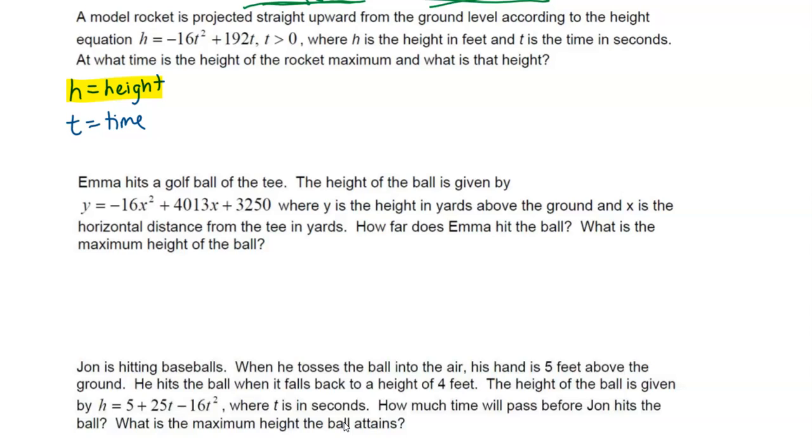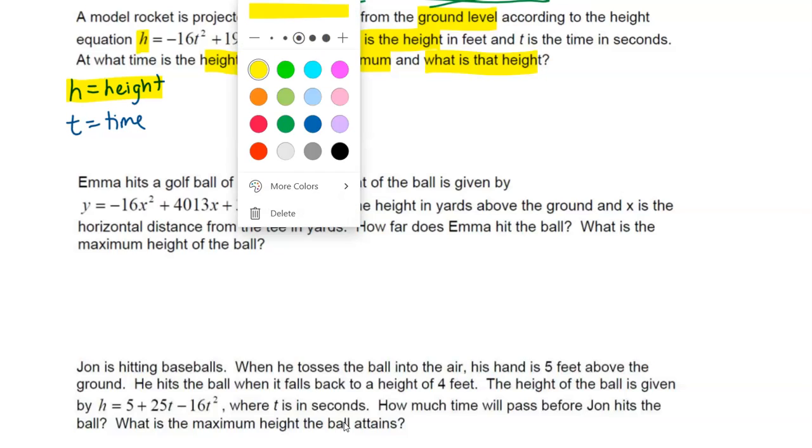So a model rocket is projected straight upward from ground level. According to the height equation, H equals... I'm going to highlight that H, where H is the height in feet and T is the time in seconds. At what time is the height of the rocket maximum, and what is that height? So it's asking me for time and height.